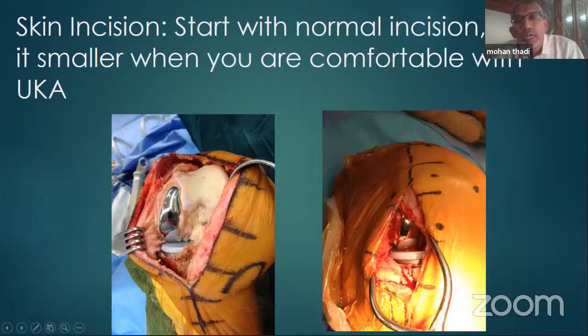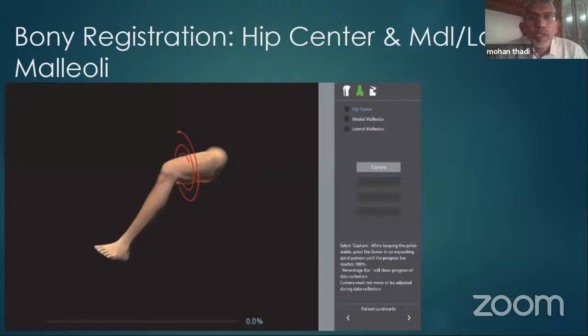The skin incision, I prefer the usual longitudinal midline incision. You can make it smaller. I've seen smaller incisions. Once you're comfortable, you can make it much smaller, but I prefer to do it like a TKR, TKA, where I can see the entire knee. The registration is then done where the bony landmarks are recorded.